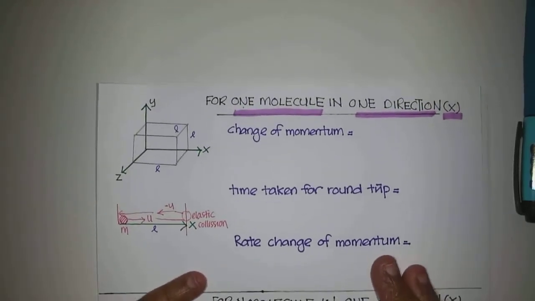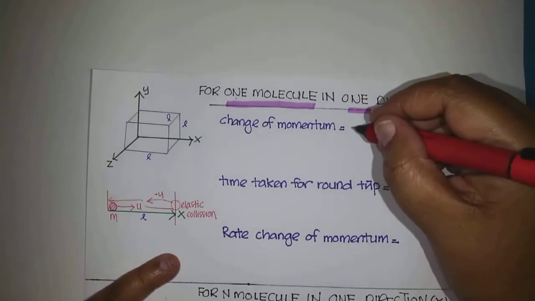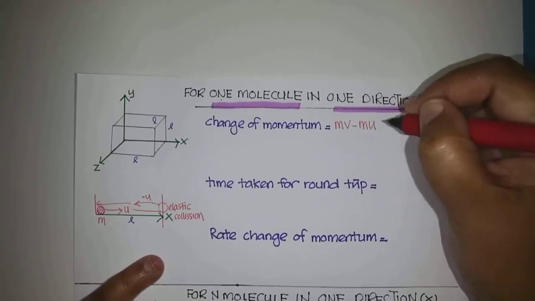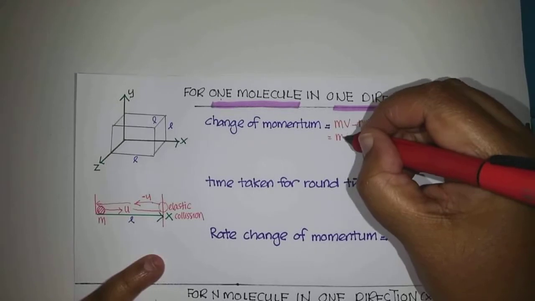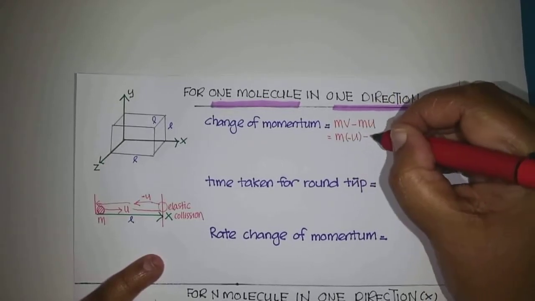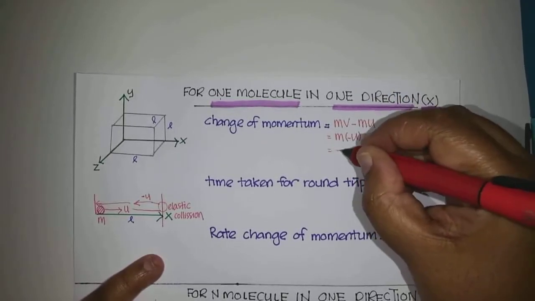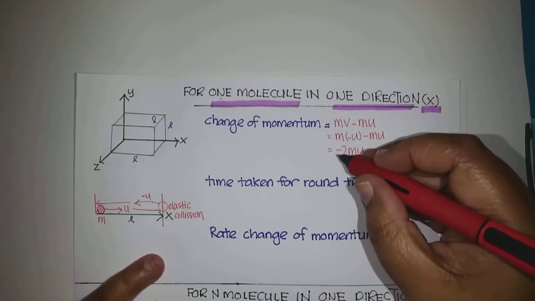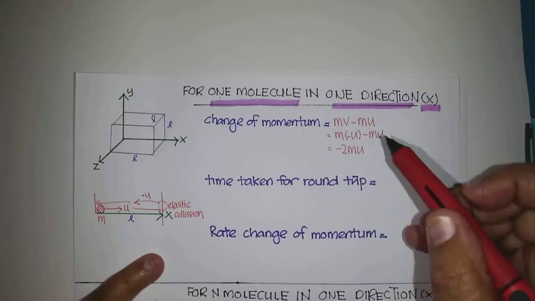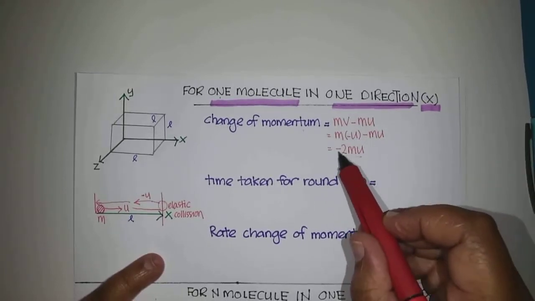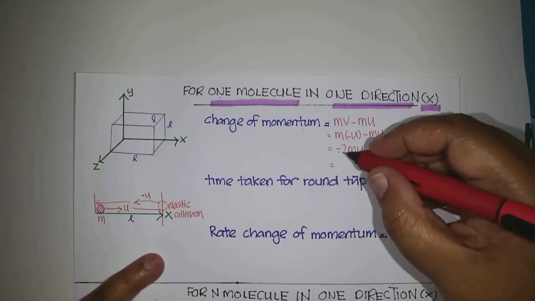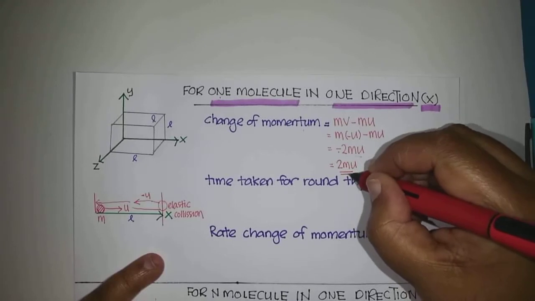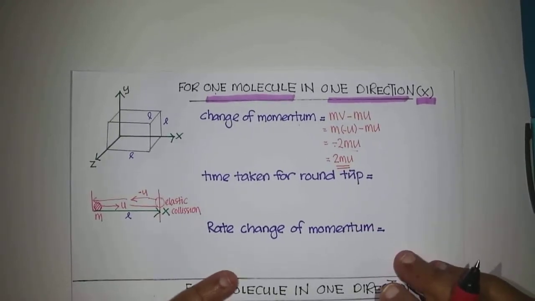So let's find the change of momentum. Change of momentum is mv minus mu, correct? So mv is negative mu, minus mu, and you will get negative 2mu. Negative means its direction, because momentum is a vector. This is the magnitude, this is the direction. So we have 2mu. We are only interested in the magnitude.